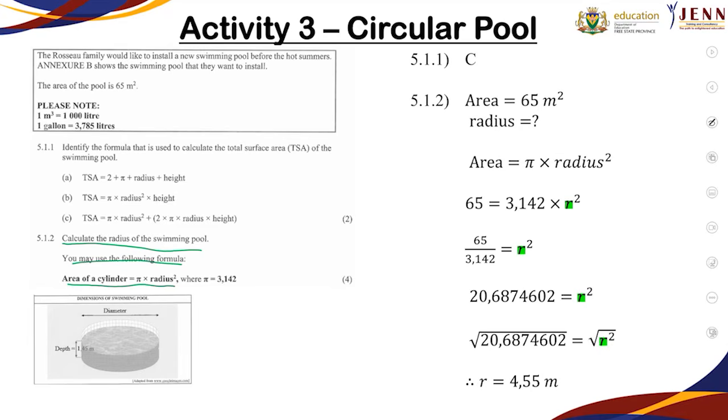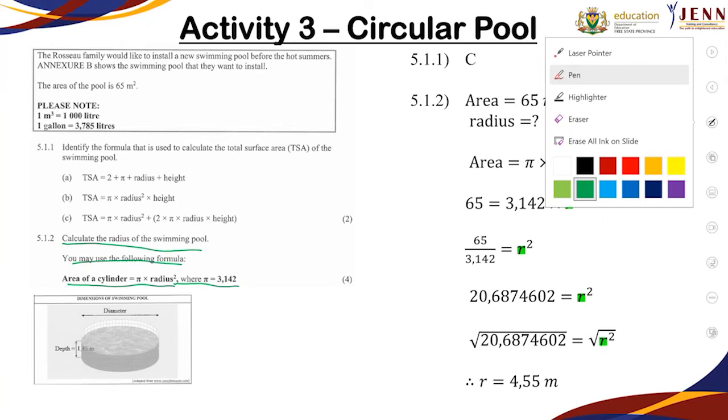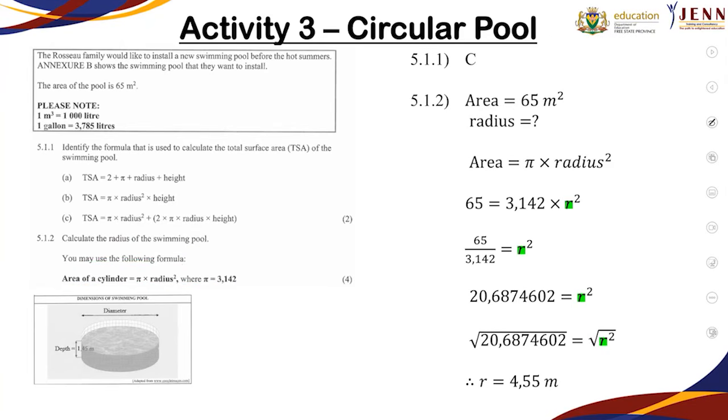It says, calculate the radius of the swimming pool. You may use the following formula. Area of a cylinder equals pi multiplied by radius squared, where pi equals 3,142. And that is 4 marks. Whenever something is 4 marks, you must work at it. You can't give me two lines for 4 marks. Okay, so a little bit of work must go into this.